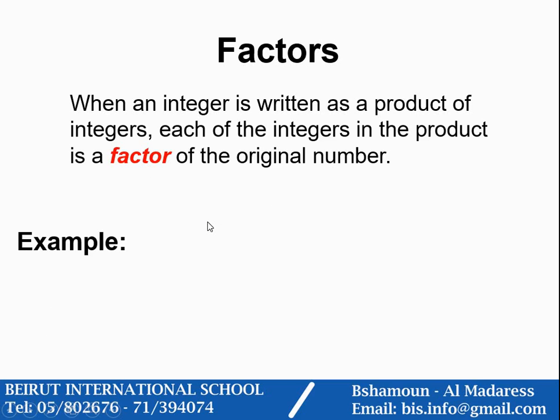So, let us take an example. The number or the integer 6 can be written as 2 times 3, because 2 times 3 is 6. So, 2 is called a factor of 6 and 3 as well is called a factor of 6. So, the number 6 here has two factors, 2 and 3. In other words, 6 is divided by 2 and 6 is divided by 3. So 2 and 3 are the factors of the number 6.